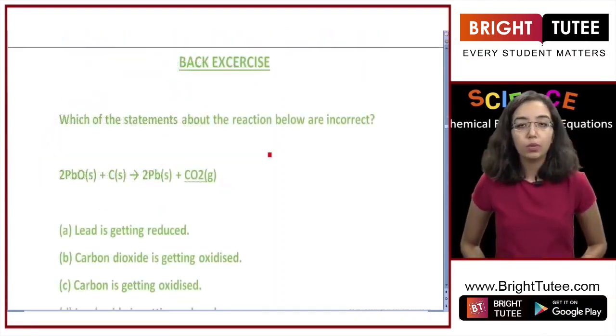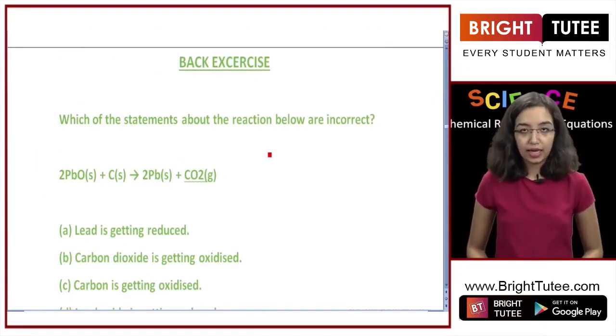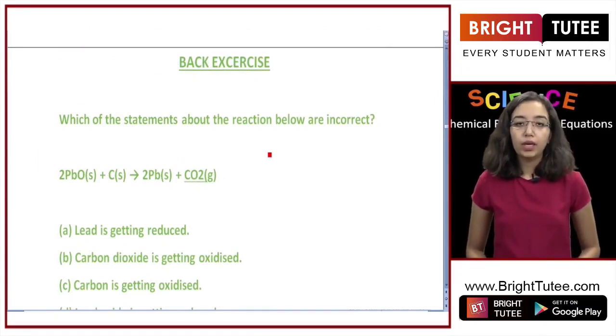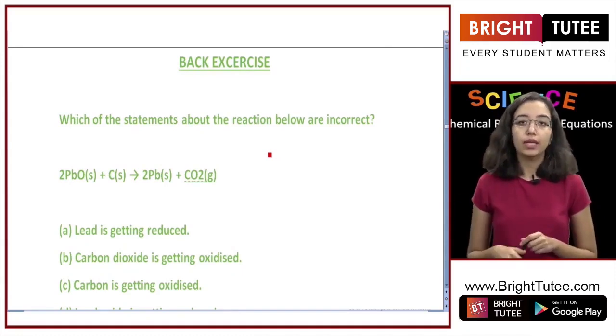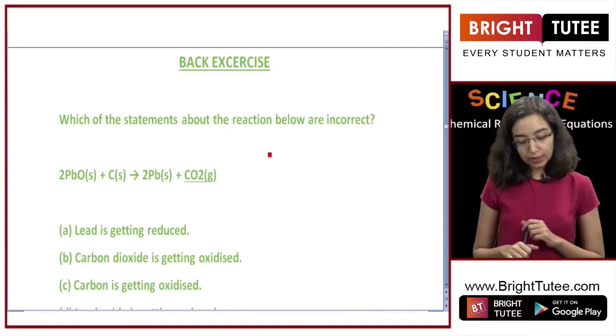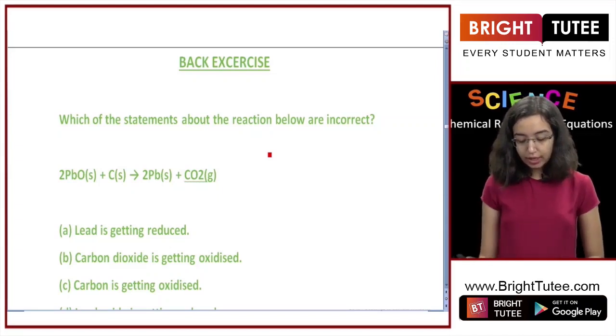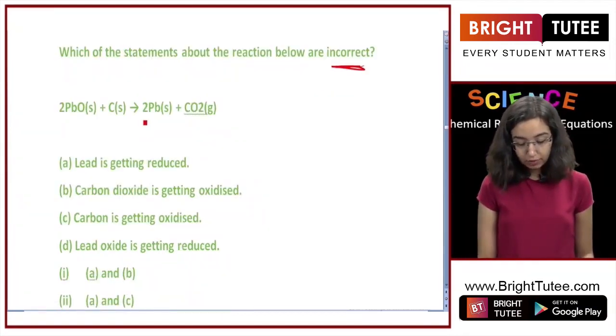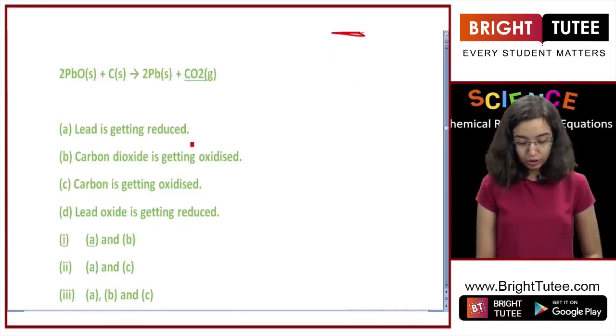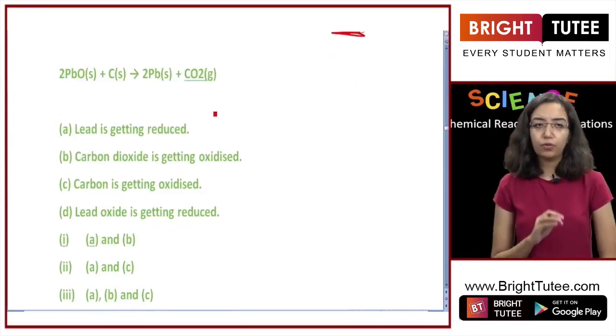So now we will be discussing the back exercise of our books. We'll be talking about all the questions and understanding how to approach them in examination. So let's begin with the first question. It says, which of the statements about the following reaction are incorrect? Keep in mind it's incorrect. So PbO plus C forms Pb and CO2. Lead is getting reduced.